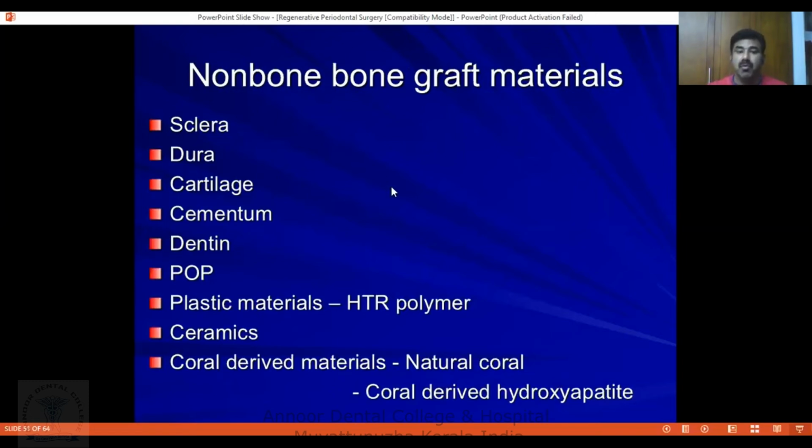Now, an alloplast is a non-bone bone graft material. It is not bone. Bone may be autologous, that is the same person, or a different person, or from an animal. These are non-bone graft materials. They are not bone, but sclera, dura, cartilage, cement, tendon, plaster of Paris, hard tissue replacement polymer, HTR polymer, then ceramics, then natural coral derived hydroxyapatite. These are all non-bone graft materials that have been tried.